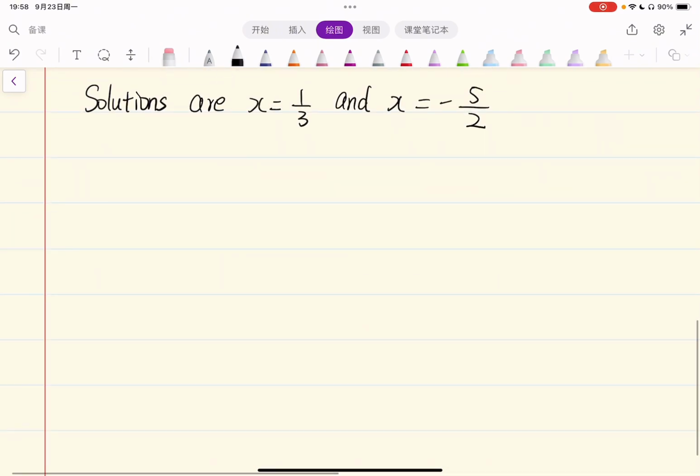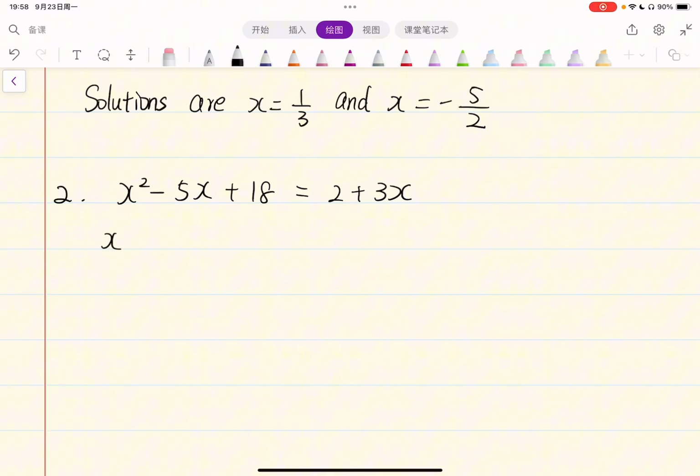Let's move on to the second question. We have x squared minus 5x plus 18 equal to 2 plus 3x. We can see the right-hand side is not equal to 0, so we need to move it to the left-hand side to cancel it and leave only 0 on the right-hand side. So we write x squared minus 5x plus 18 minus 2 minus 3x equal to 0.